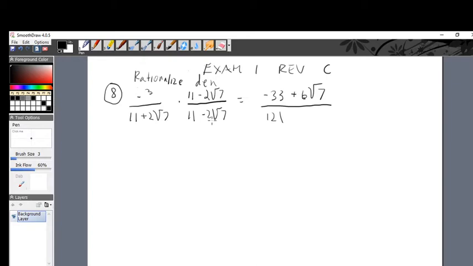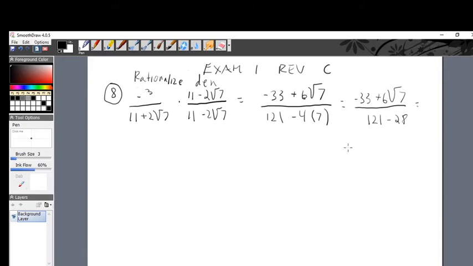2 square root of 7 times 2 square root of 7 is -4 times 7. What's the square root of 7 times square root of 7? It's 7 itself. So 2 times -2 is -4, and square root of 7 times square root of 7 is 7. So this turns out to be -4 times 7. The top is -33 plus 6 square root of 7. What's on the bottom here? 121 minus 28.